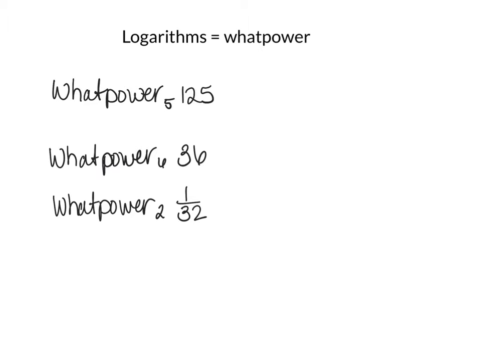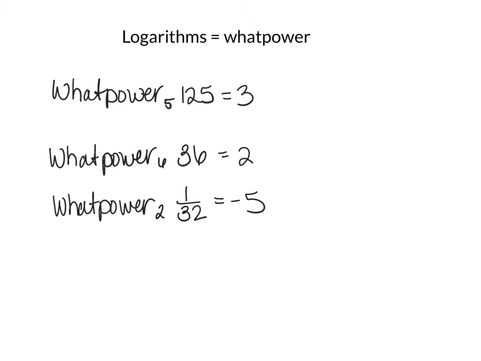Okay, today we are going to talk about logarithms and how that is related to our what power problems. If you were doing the worksheets day 1, 2, 3, you saw this what power function, and we gave you examples. What power 5 is 125? Well, that was 3. And what power 6 was 36? That's 2. And what power 2 is 1 over 32? Well, that was negative 5.